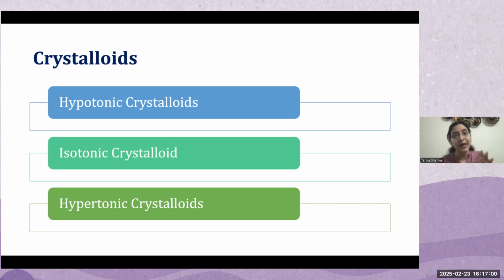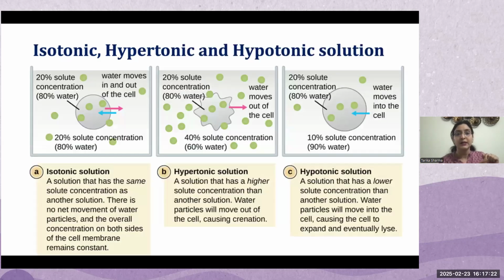When we talk about the hypotonic crystalloids, they have less osmolality as compared to the plasma, and the examples of hypotonic solutions include 0.45% normal saline. When we talk about the hypertonic crystalloids, usually the osmolality is more than the blood plasma, and the examples are DNS solutions or 3% normal saline solutions. So this is how these three types of solutions work.